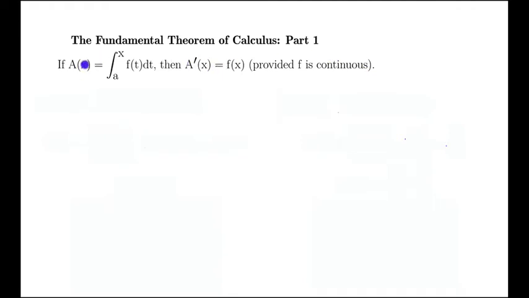Notice that A is a function of x. It's a variable of this top limit of integration. So A prime of x is f of x. T is just a dummy variable. This is not f of t, it's f of x.